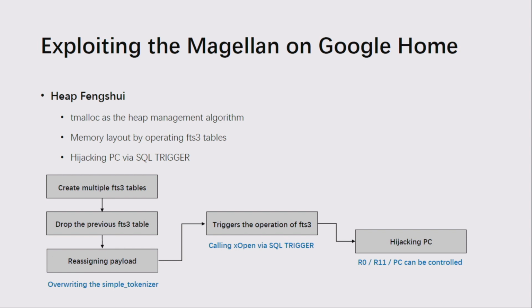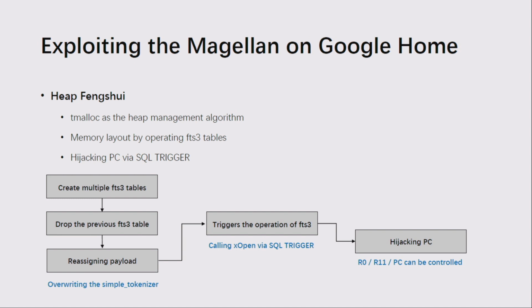First, by creating multiple FTS3 tables, we will create multiple simple tokenizer structures. Drop the previously created FTS3 tables at the appropriate times. The simple tokenizer structures will be freed. For the residing payloads of the same size as the simple tokenizers, there is a high probability that the payloads will be allocated to the previously released simple tokenizer structures. So our payloads have a greater chance of overwriting the simple tokenizer structures of existing FTS3 tables.